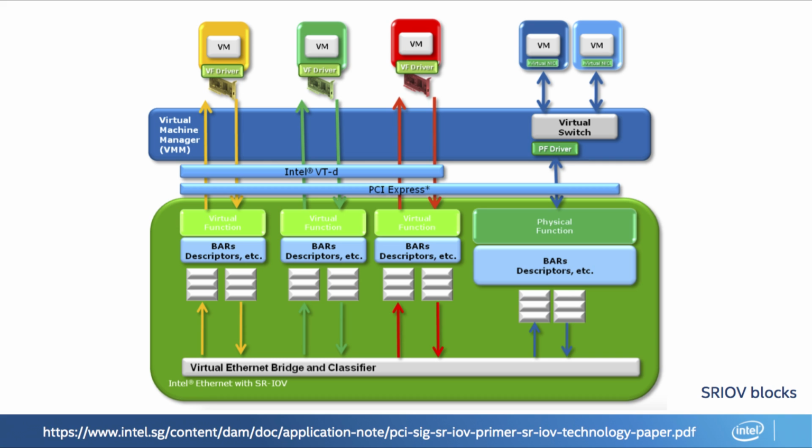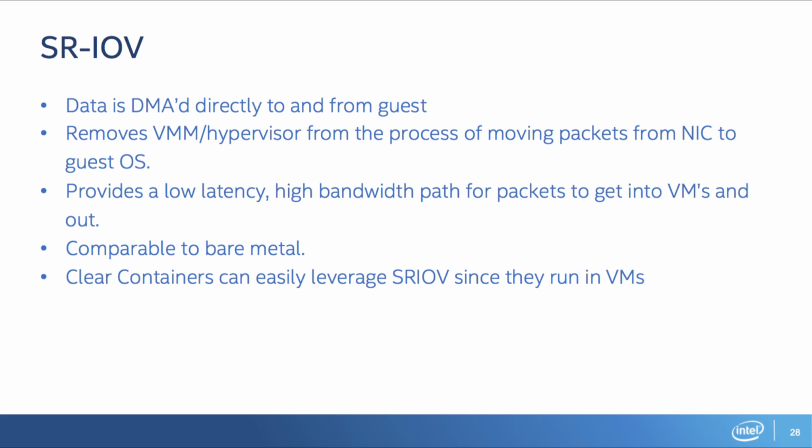And we do this using Intel VT-x technology. So data is DMA'd directly to and from the guest. This means that the VMM or the hypervisor is removed from the process of moving packets from the NIC to the guest OS. So what this does is it provides a low latency, high bandwidth path for packets to get in and out of the VMs. The performance that we achieve with this is comparable to bare metal, and you can achieve the line rate of the bare metal Ethernet.